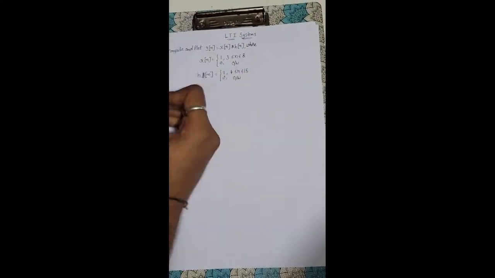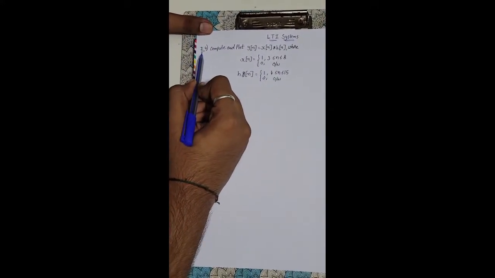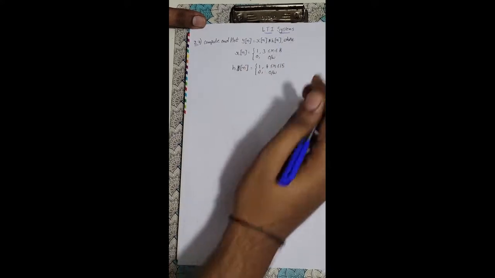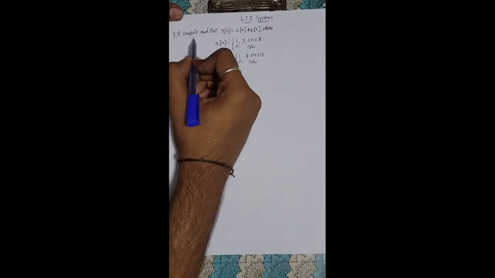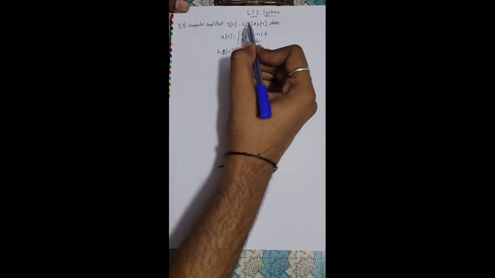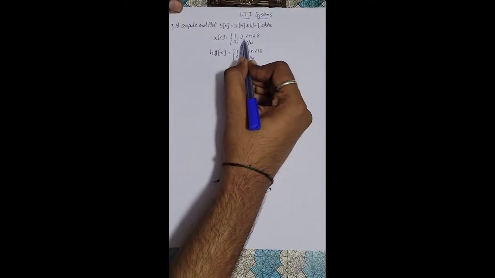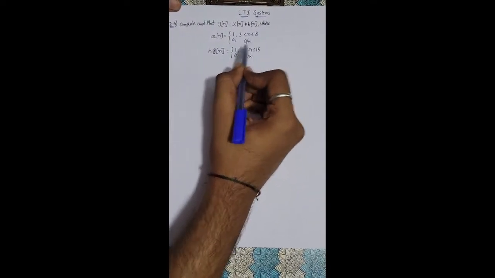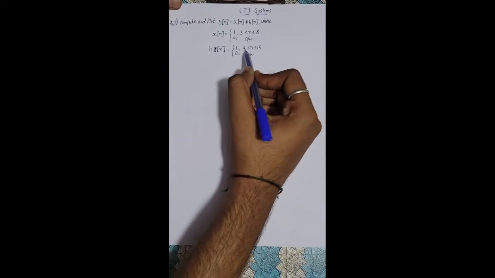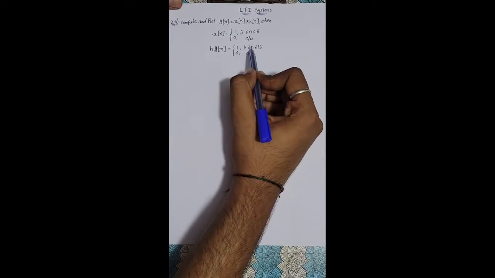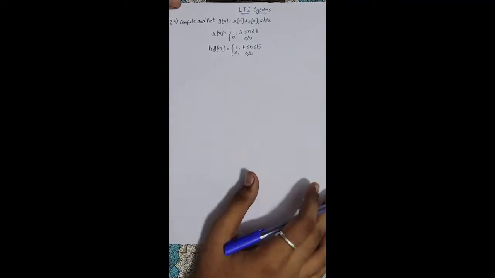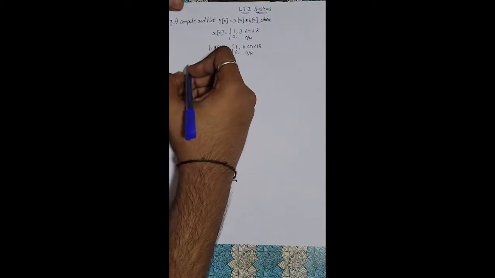Now I am going to solve problem 2.4 from the Open Book, module number 2, LTI systems. The given question is: compute and plot y of n equals x of n convolution h of n, where x of n is equal to 1 from 3 to 8 and 0 otherwise, and h of n is equal to 1 from 4 to 15 and 0 otherwise. Now we have to solve this problem.